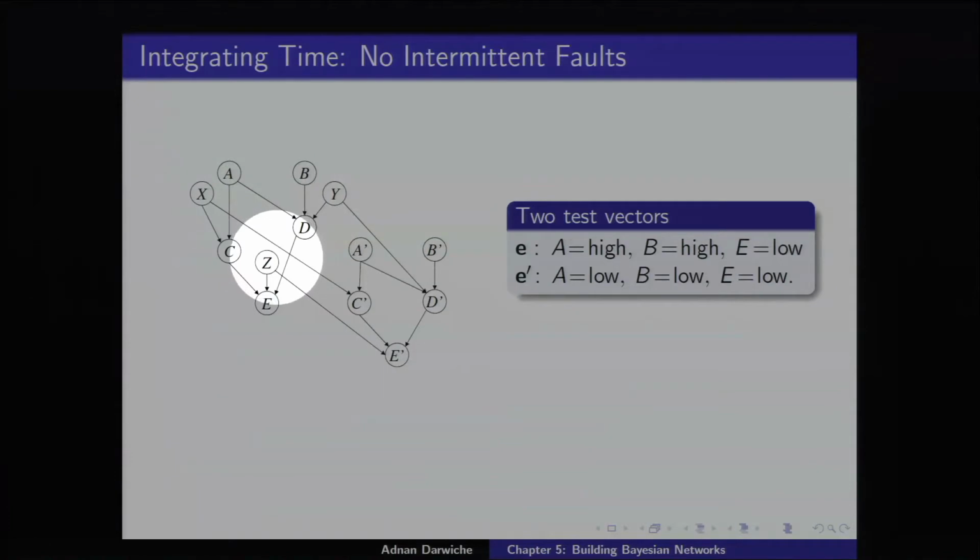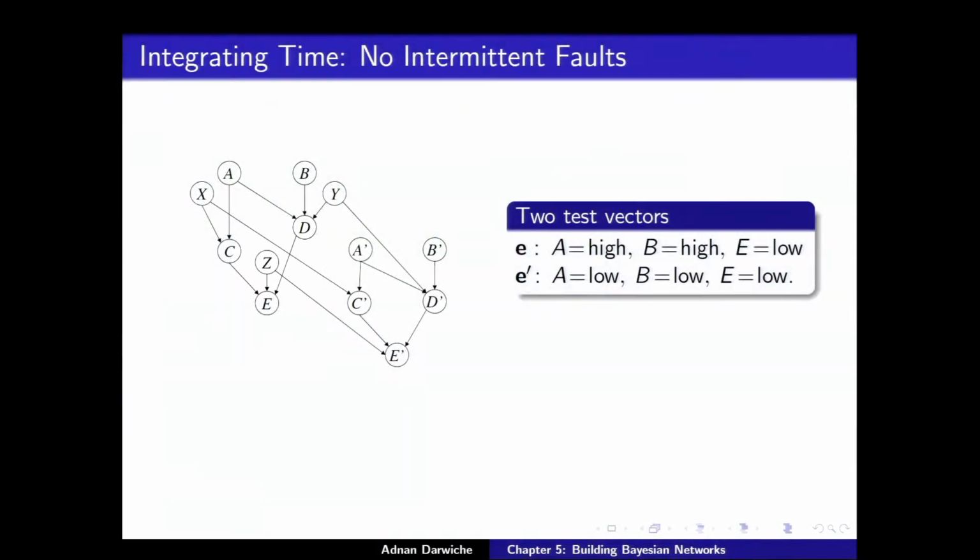Now, what does that mean? That means that tacitly, we're assuming that the health of a component does not change over time. Whatever health a component had during the first test vector, it's exactly the same during the second test vector.